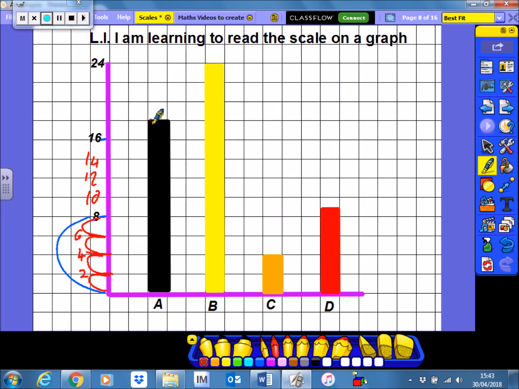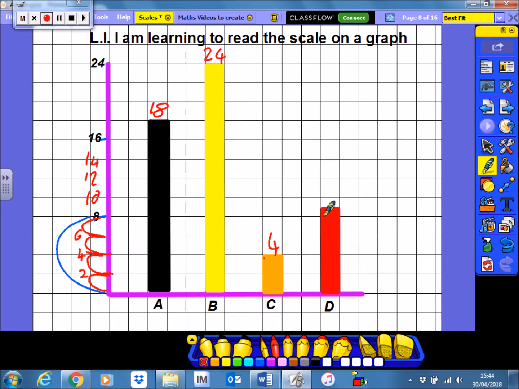So, looking at the graph then, we can see that column A is just about 1 box above 16. Now each box is worth 2, so this therefore must be 18. If we look at B, well, that's right up at the 24 mark. So that's clearly 24. Going down to C, well, that is less than 8. It's just 2 boxes, and each box is worth 2, so it's going to be 2, 4.